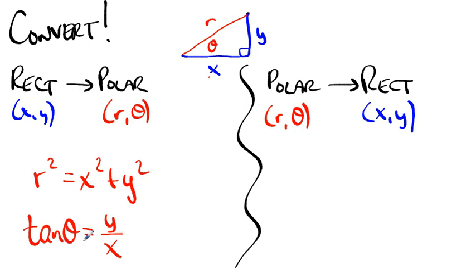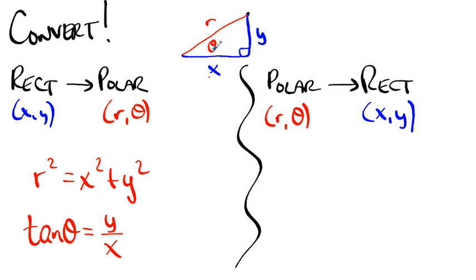Now, small warning here. Warning, warning, warning. I did not write that theta is the inverse tan of y over x because that's not always true. Not if theta is in the second quadrant or the third quadrant. So this will help us to find theta, but context will tell us what quadrant we're in.